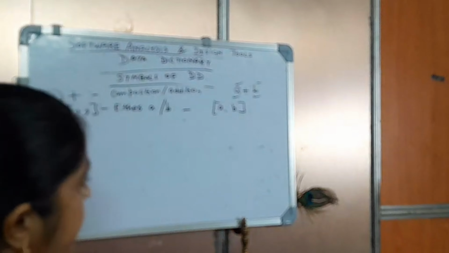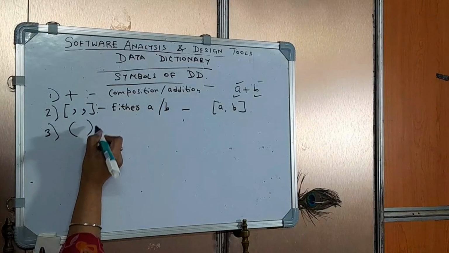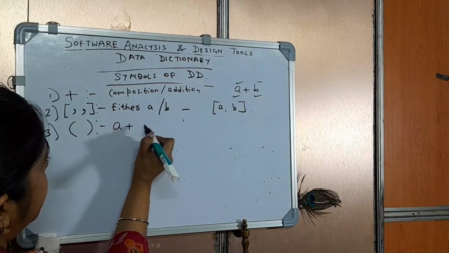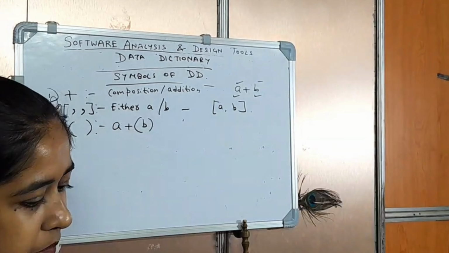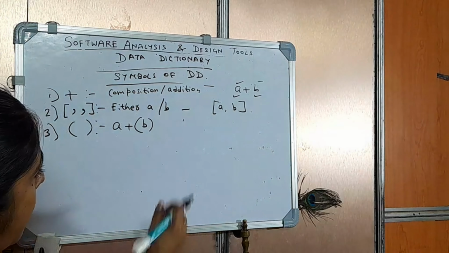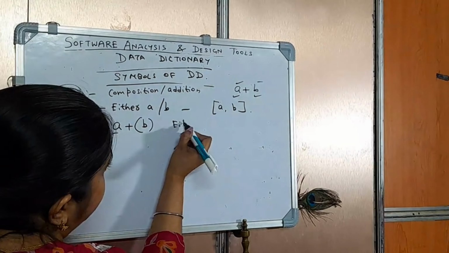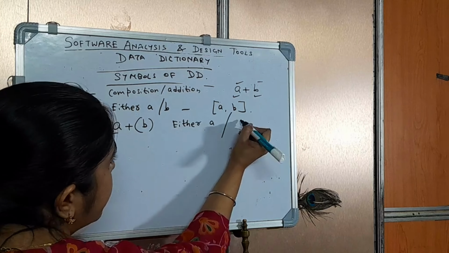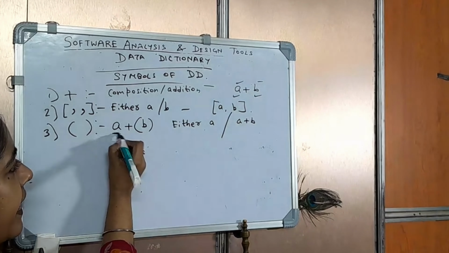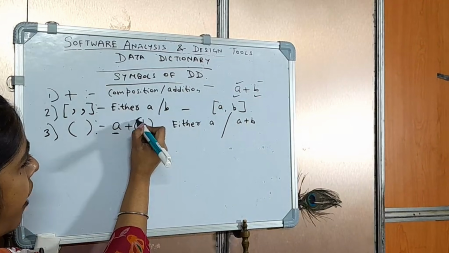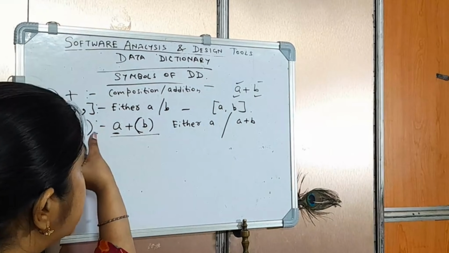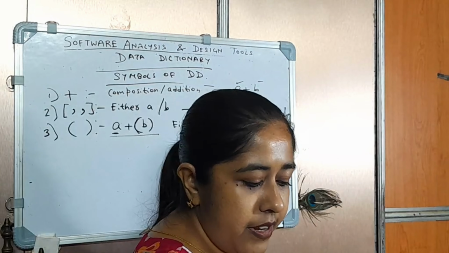Then the third one is this kind of bracket. If I write A plus, suppose B, A plus B inside the bracket, then here what is going to be there is either A or A plus B. Either only singular A, or after the bracket, the whole thing, A plus B. This is shown by this particular bracket. This is our third symbol.